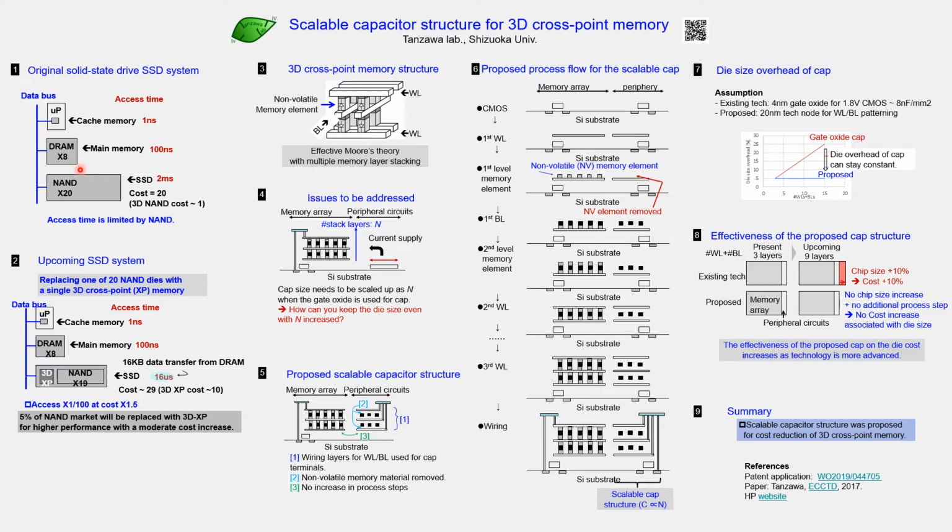When you want to write the data into NAND, then NAND needs much more time, such as 2 milliseconds. As a result, the access time in this case is limited by NAND write operation.